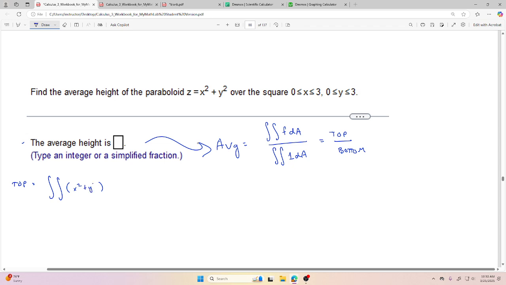Too easy. I'm going to do dy dx. What would I put for my limits? They're making it too easy.